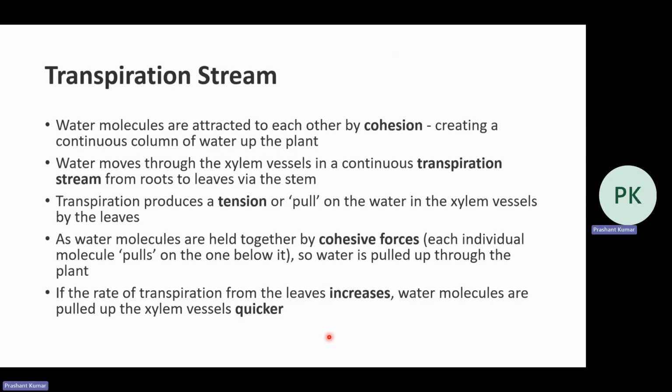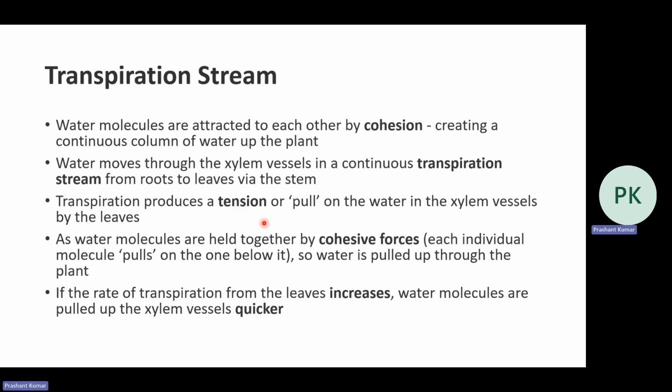Transpiration stream. What is this? So, see, when we're talking about transpiration, we focus on how water is moving into the leaf, into the stem, and then goes to the leaf. So water molecules are attracted to each other by cohesive force, creating a continuous column of water. Water moves through the xylem vessel in a continuous transpirational stream. So that stream, that suction pressure, is being created in the xylem vessels.